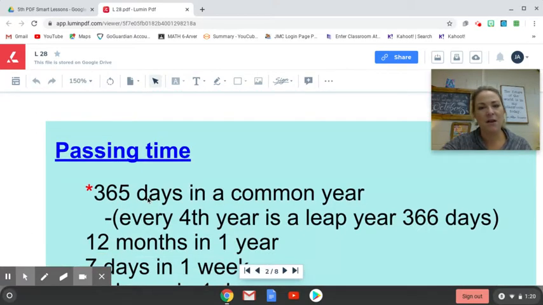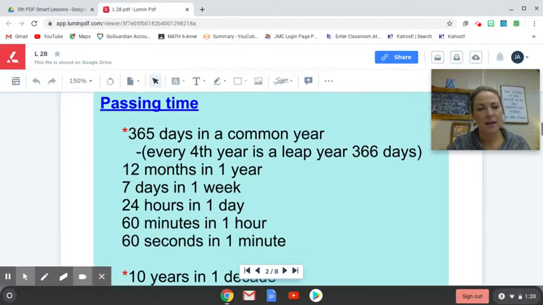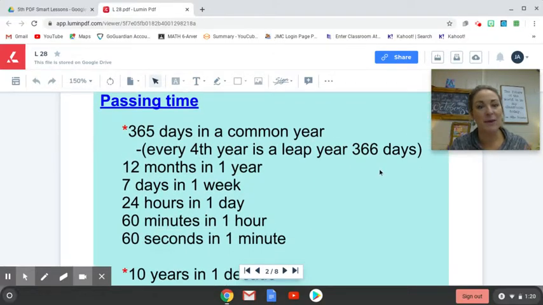Here's just a little bit of notes. Things that you should know. There are 365 days in a common year. But please note that every fourth year is a leap year and there are 366 days. This isn't stated on here, but every fourth year there's an extra day and that falls in February. So every fourth year there is a February 29th. Otherwise, February always ends on February 28th.